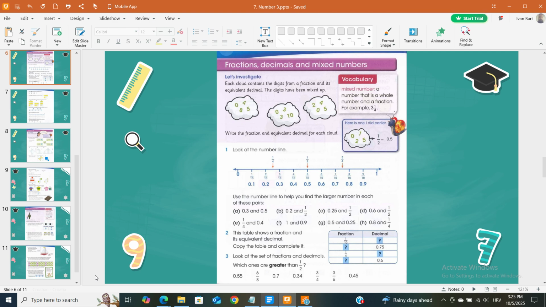Write the fraction and equivalent decimal for each cloud. Here is one I did earlier. Look at the number line.